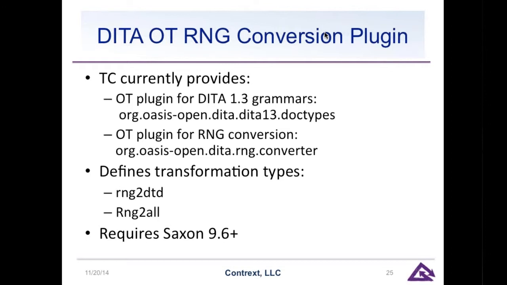I define two transformation types, RNG-to-DTD. So if all you ever care about is DTDs, you don't want to see those XSDs, I give you the option to only generate DTDs, and then RNG-to-all will generate the DTDs, the RNCs, the XSDs with URLs, the XSDs with URNs, and all the catalogs you need. This does require Saxon 9.6 because there was some particular option I needed for catalogs that's not in the older Saxon, but that's easy to adjust in your toolkit.